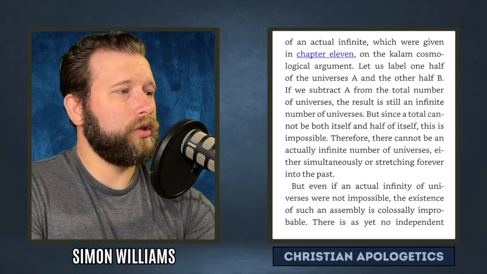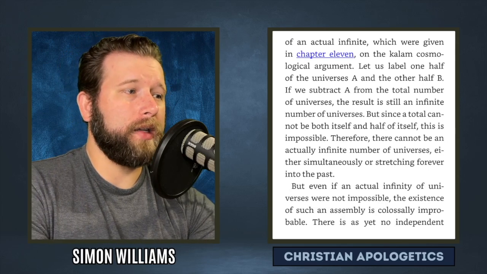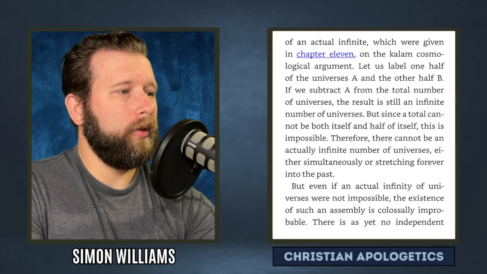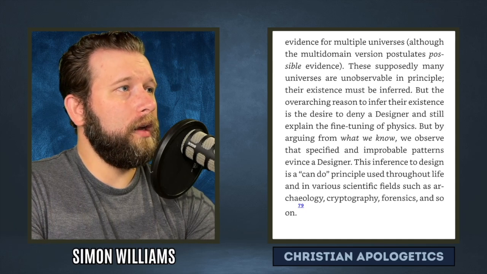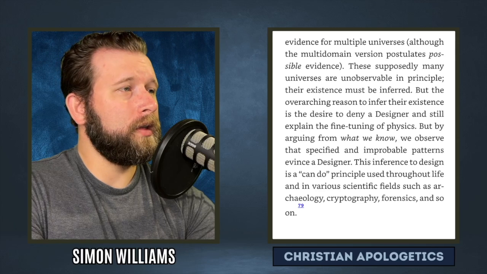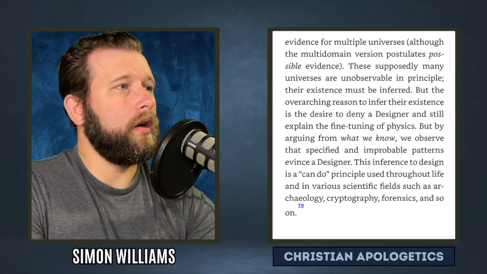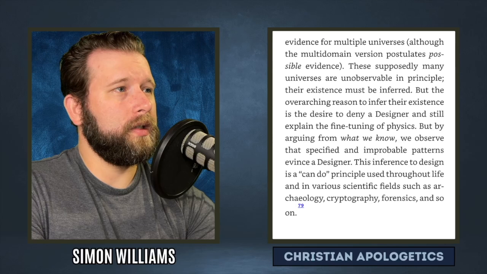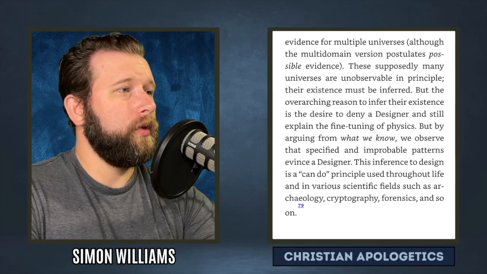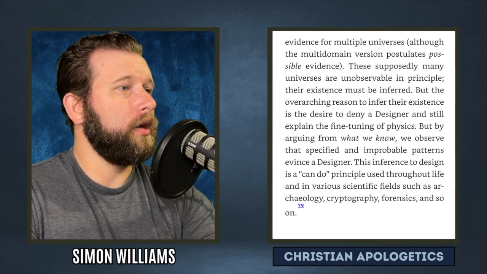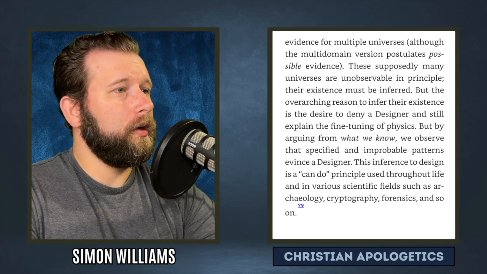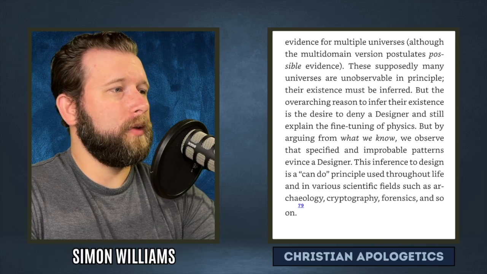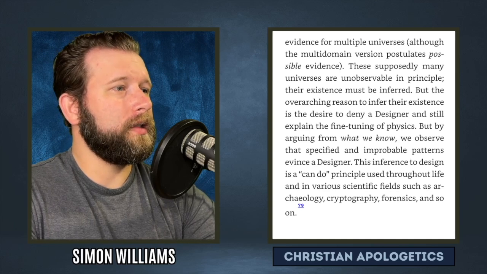But even if an actual infinity of universes were not impossible, the existence of such an assembly is colossally improbable. There is as yet no independent evidence for multiple universes, although the multi-domain version postulates possible evidence. These supposedly many universes are unobservable in principle. Their existence must be inferred. But the overarching reason to infer their existence is the desire to deny a designer and still explain the fine-tuning of physics. But by arguing from what we know, we observe that specified and improbable patterns evince a designer.